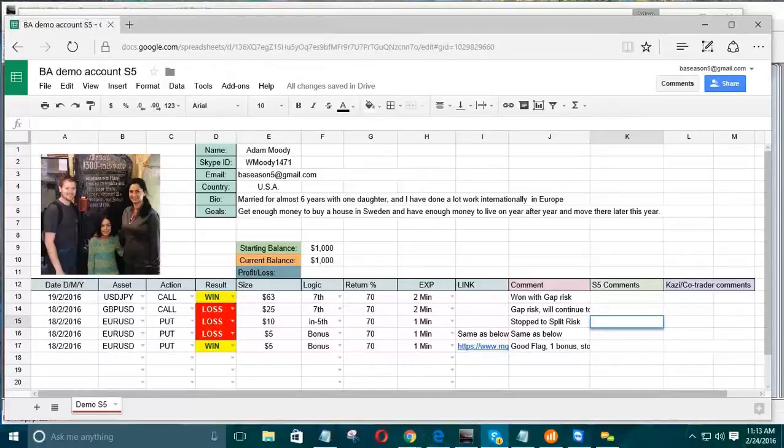Okay, what do we do if the spreadsheet gets too big with the trade logs? No, just keep going. I mean, this will keep going on and on and on. You can have 1,000 trades on here. I don't think any of you guys are probably going to trade 1,000 in a month.